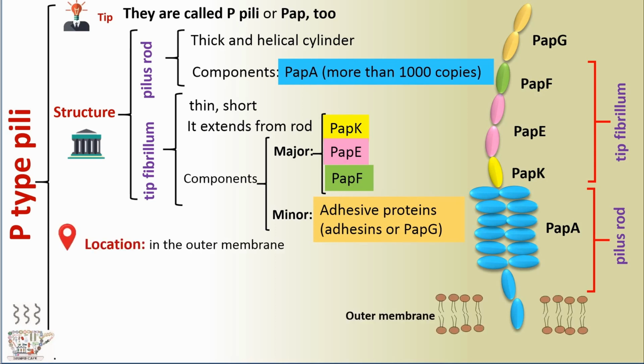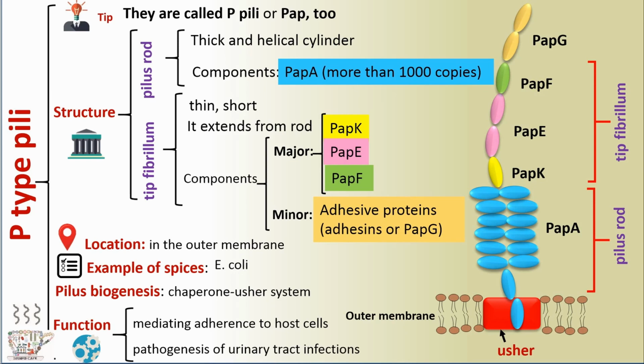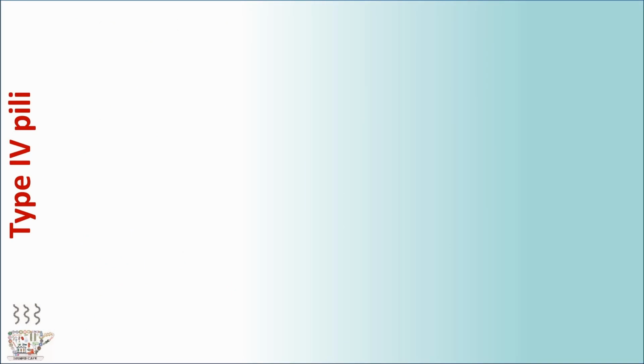They are located in the outer membrane. Example of a species is E. coli. P-type pilus biogenesis is by the Chaperone-usher system. They play a role in mediating adherence to host cells and pathogenesis of urinary tract infections. Type 4 pili.